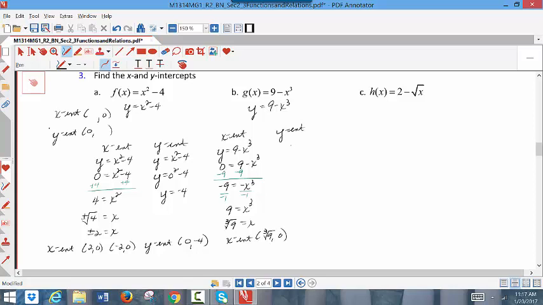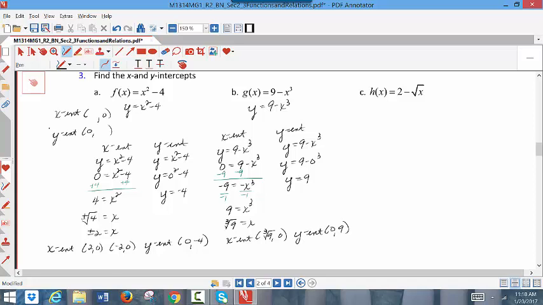My y-intercept occurs when my x value is 0. So going back to my equation, if I replace the x value with 0, I get y equaling 9. So my y-intercept is going to occur at the point 0, 9.